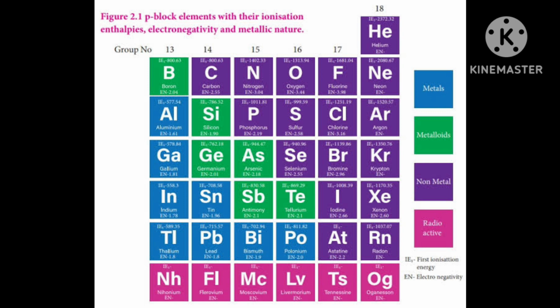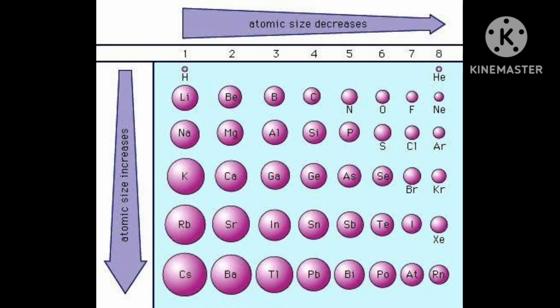And for 14, that is carbon, it is +4. Maximum is +4. And 15, that is nitrogen, the maximum is +5. And 16, that is +6. 17, +7. And 18, +8. This is the maximum oxidation state, increasing by 1: +3, +4, +5, +6, +7, +8. Now you can see other oxidation states.